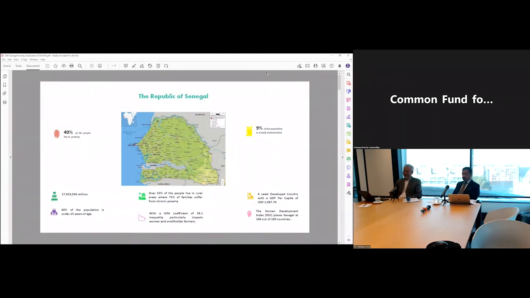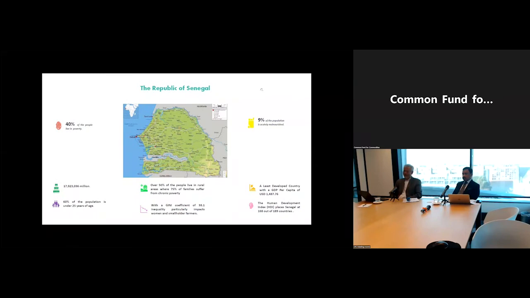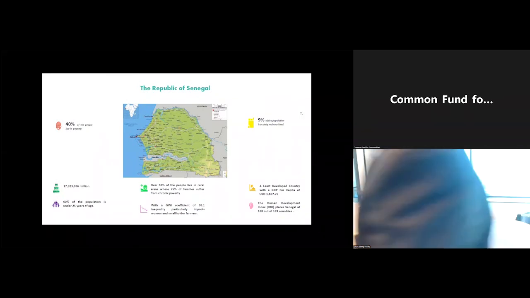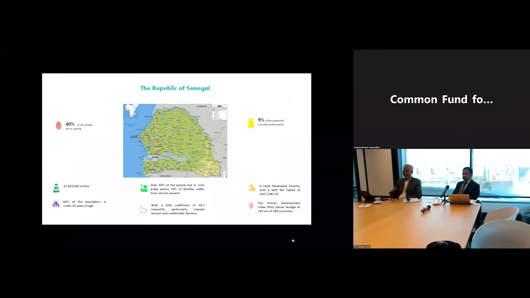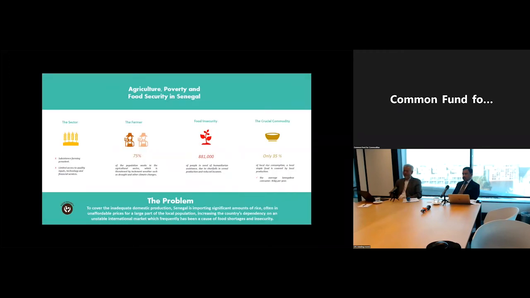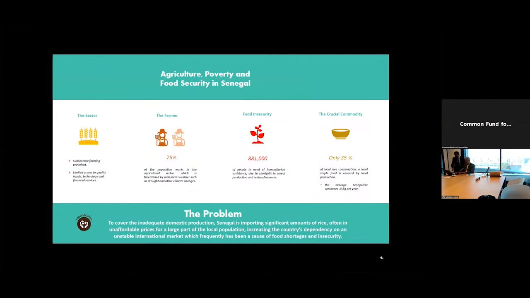Hi, everyone. Our purpose is to present to you one of the projects that we are very proud of here in CFC. The project is based in Senegal, a country with high levels of poverty and insecurity. The agricultural sector, which we think is key for poverty reduction and food security in Senegal, is dominated by subsistence farming practices, with farmers having limited access to any kind of inputs or financial services. In the country, the most crucial commodity remains rice, which is a staple food.